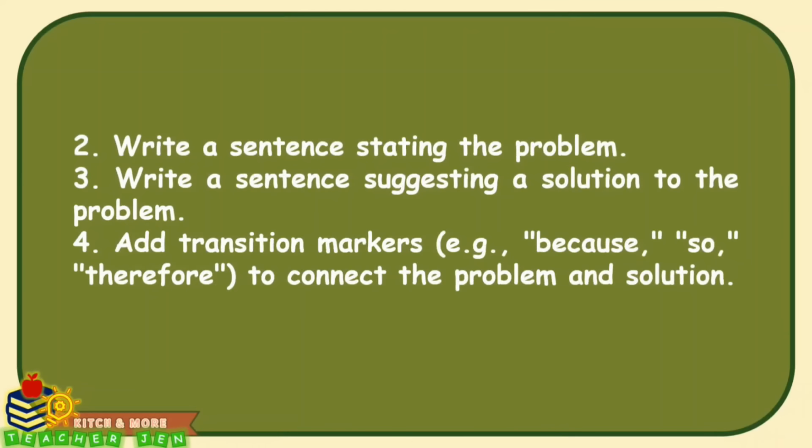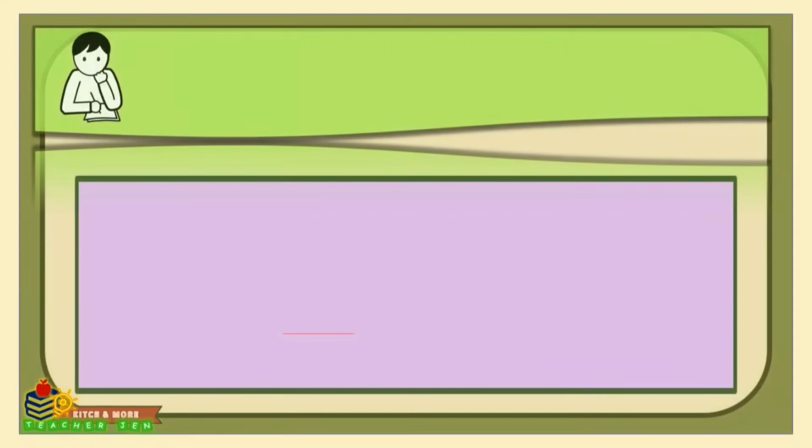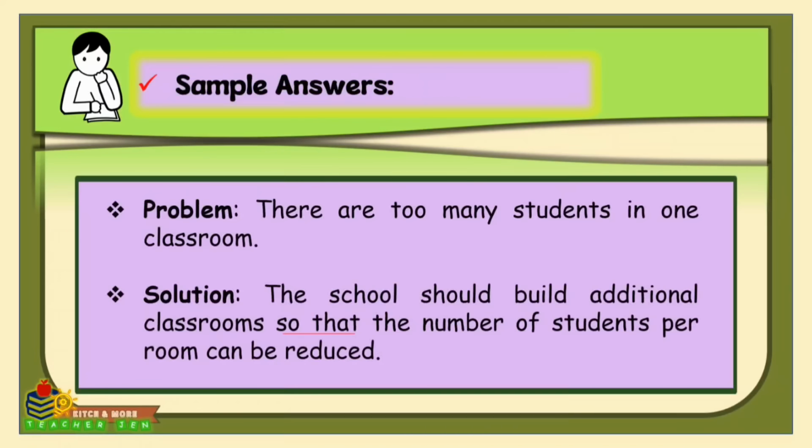And then after you have chosen your topic, write a sentence stating the problem, and then write a sentence suggesting a solution to the problem, and use transition markers such as because, so, therefore, and other transition markers for problem solution text in order for you to connect the problem and the solution. So here are the sample answers. First, we have the problem. There are too many students in one classroom. And here is our sample solution. The school should build additional classrooms so that the number of students per room can be reduced. So we are using here so that as the transition marker.